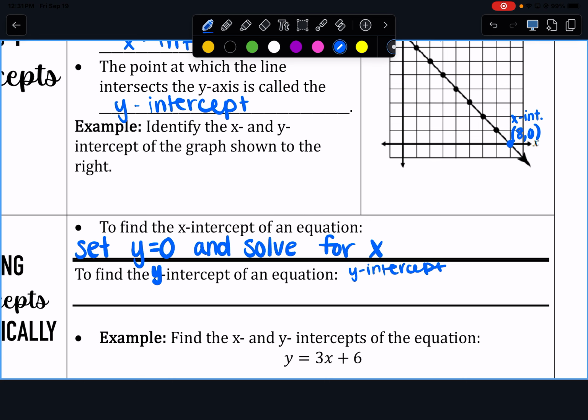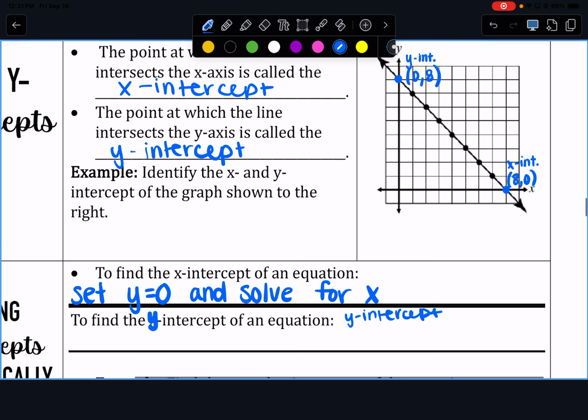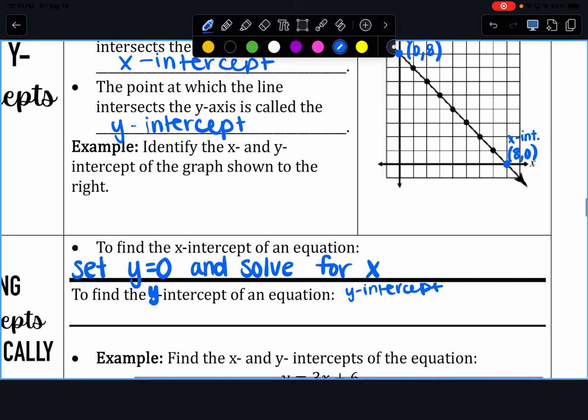Okay, so to find the Y-intercept, what does X need to be for a Y-intercept? 0. So for Y-intercept, we would set X equal to 0 and solve for Y. And that is how we find them algebraically. And that's actually how you find any equation's X and Y intercept, regardless of how simple it is or how complicated it is. You would set those variables equal to 0 and solve.